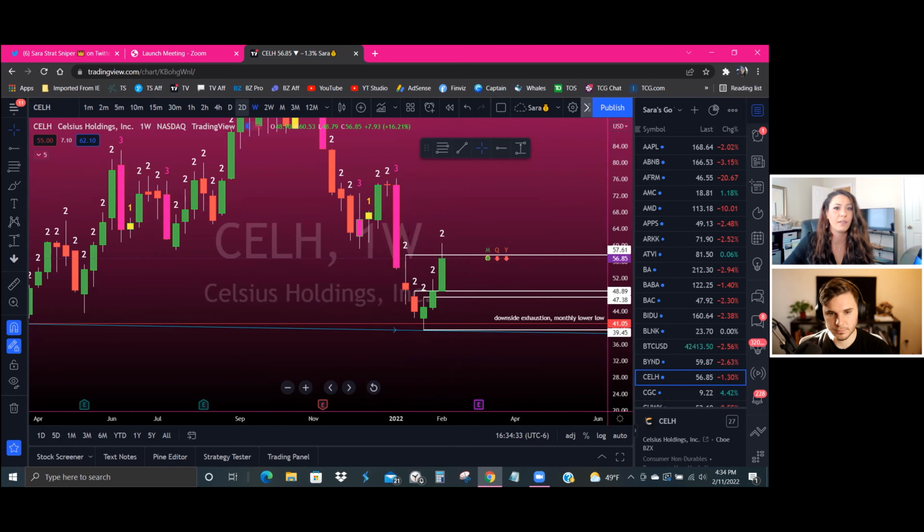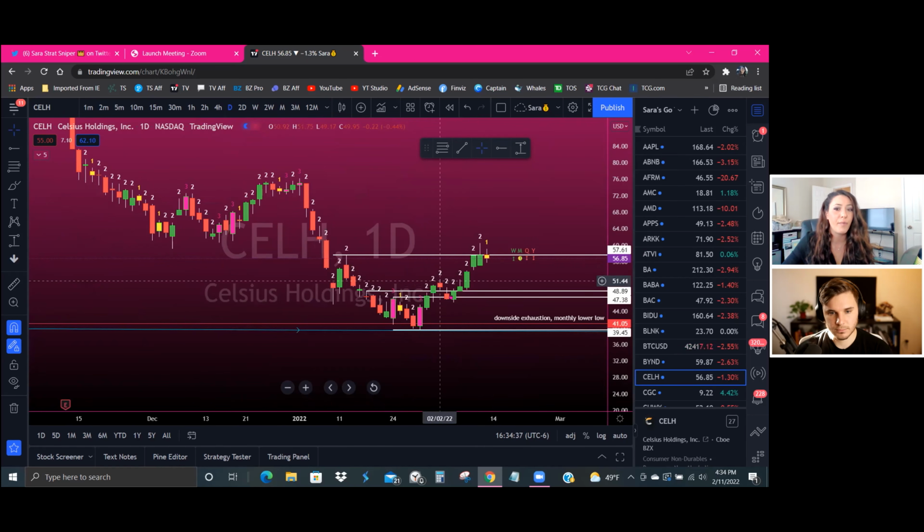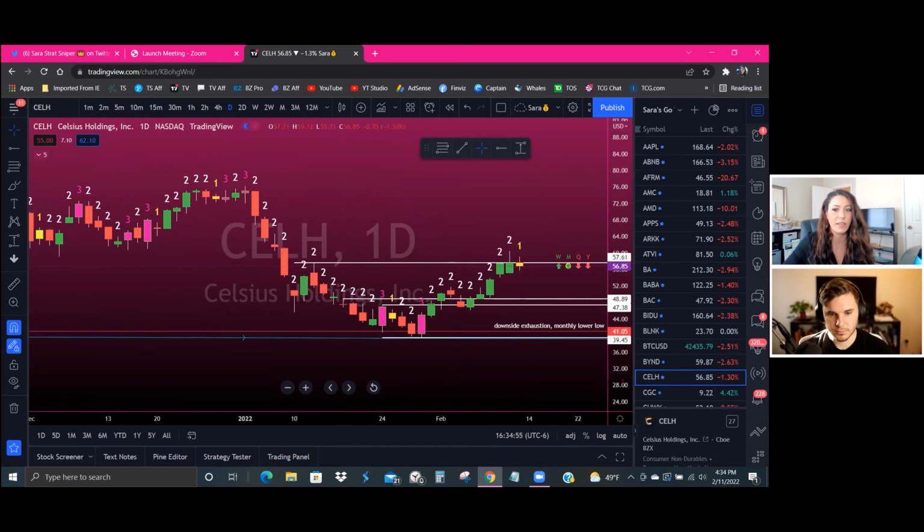I mean, the daily gave awesome entries too. You had corrective activity. You had a daily 2 down, 2 up. You could have entered right here. That is still your target. It's a daily pivot high, but it's the weekly candle's high. It all correlates. You had this candle right here, this 3.